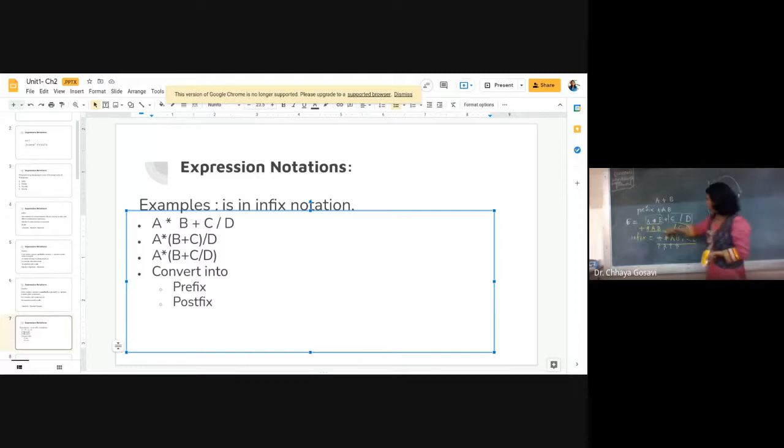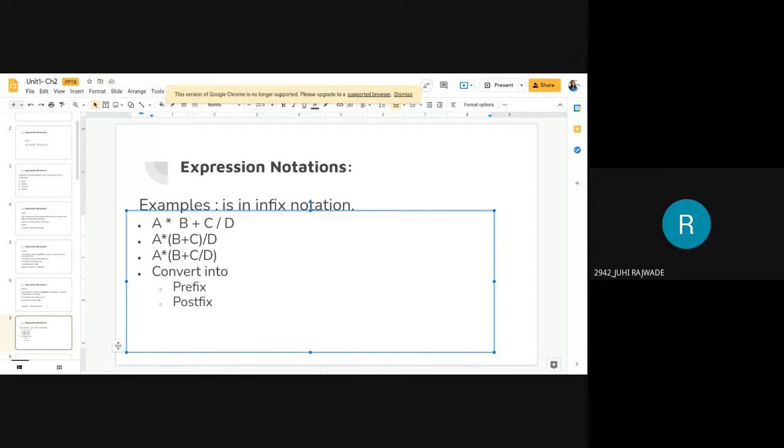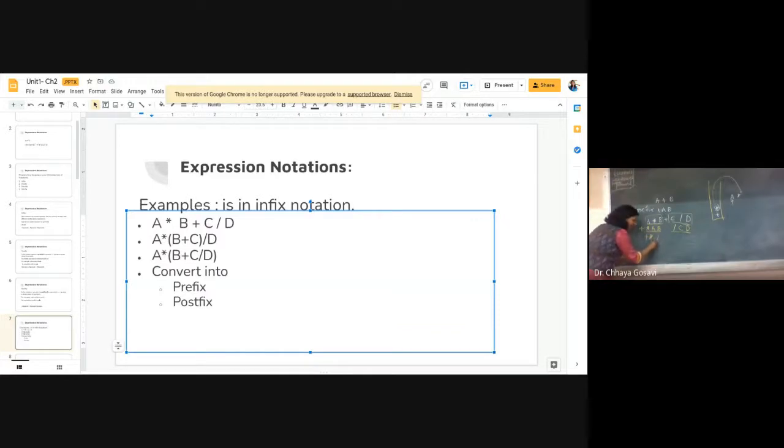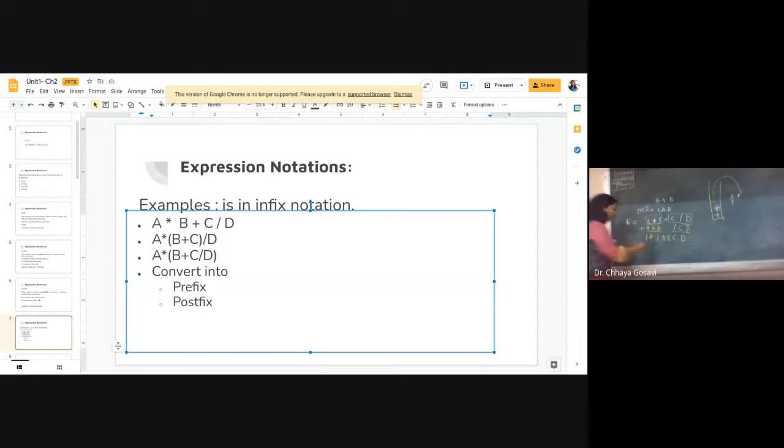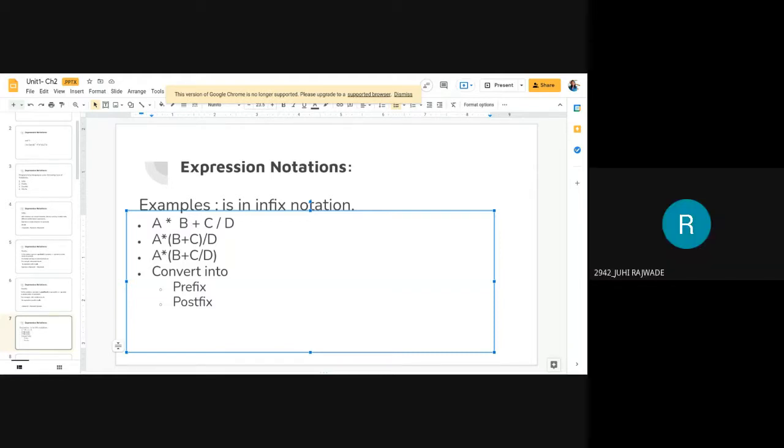I am saying, what if it is plus star slash ABCD? What it will do is perform A slash B, then it will multiply by C, and then it will do plus D. So this will be the infix for this prefix. Okay, ma'am. Got it. Thank you.